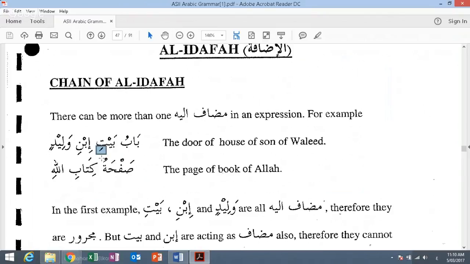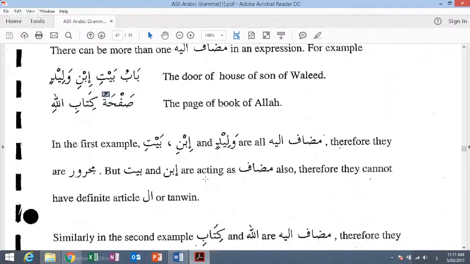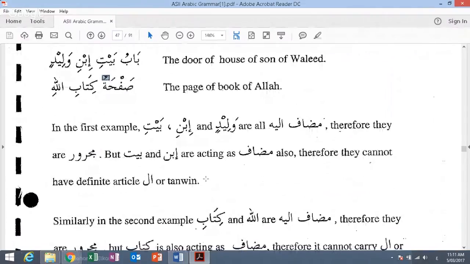Or the second example, Safhatu Kitabin. For example, only these 2 words, mudaf and mudaf ilayh. Simple. But we are joining to the third one. So Safhatu Kitabillah, this is a chain of idafa. You understand this? Okay, now can you read for me? In the first example, Baiti, Ibni, and Walidin are all mudaf ilayh. Okay. Therefore, they are majroor.